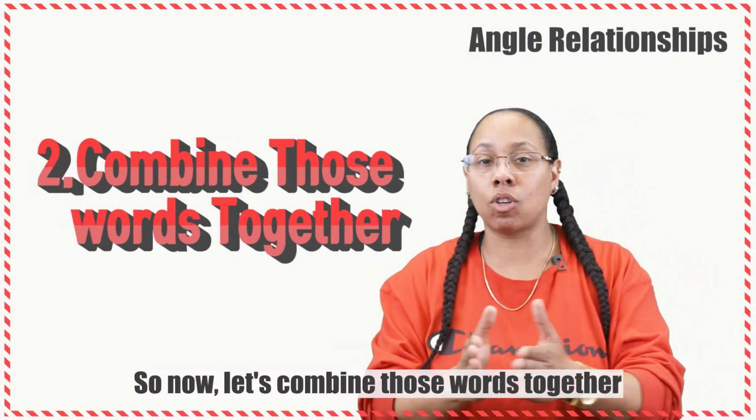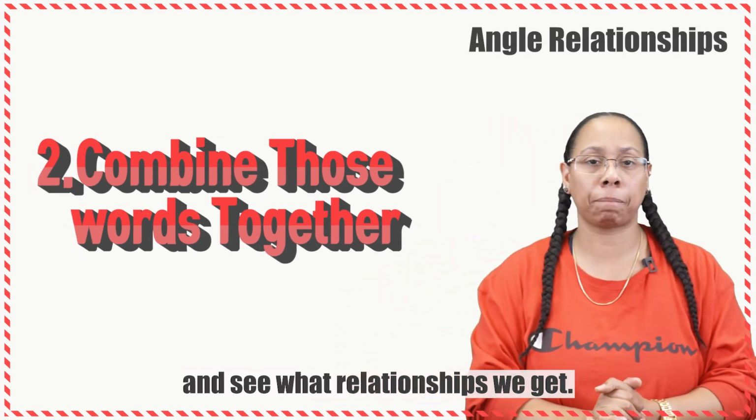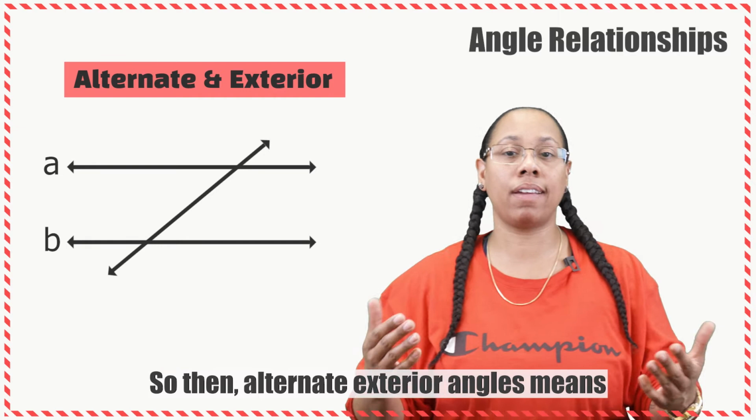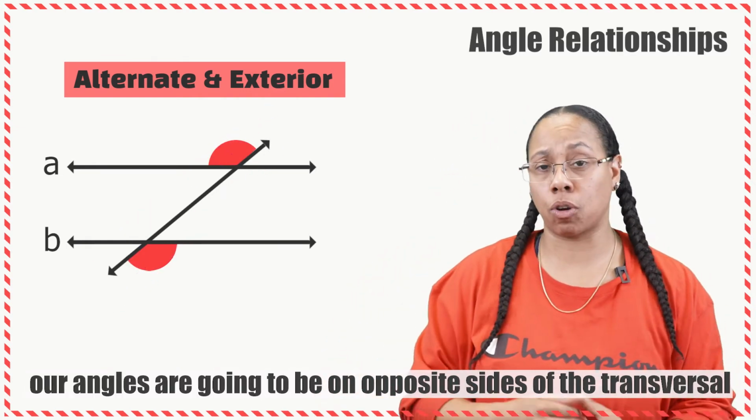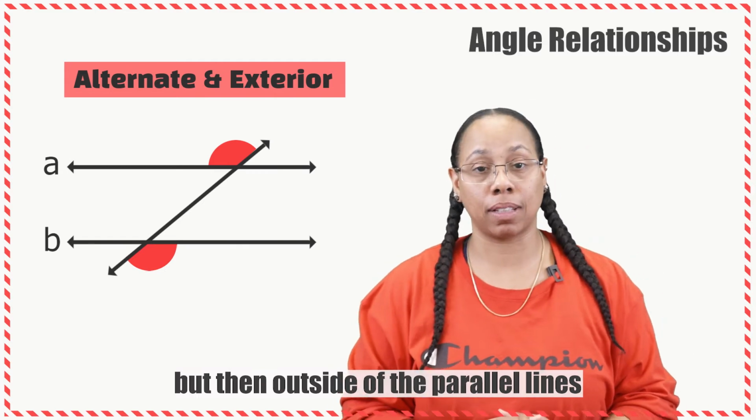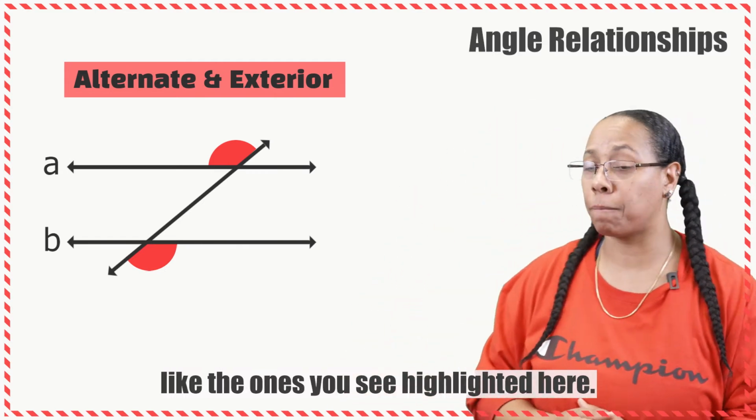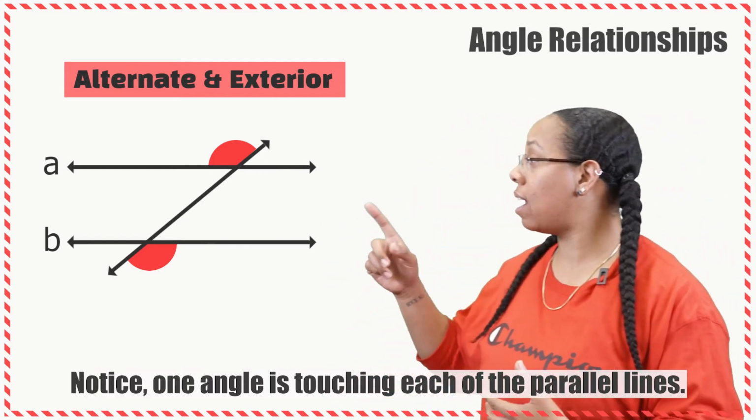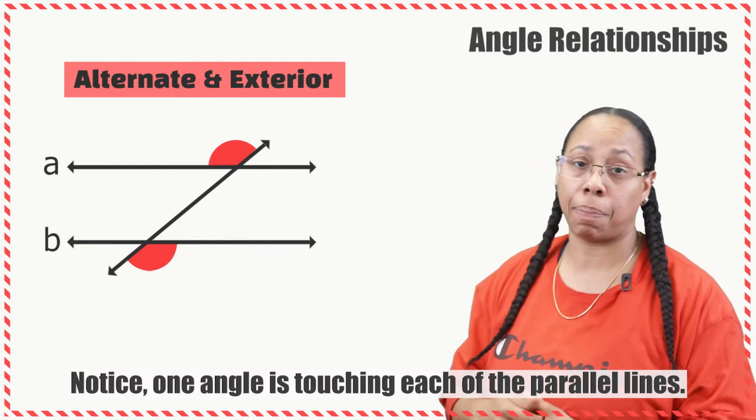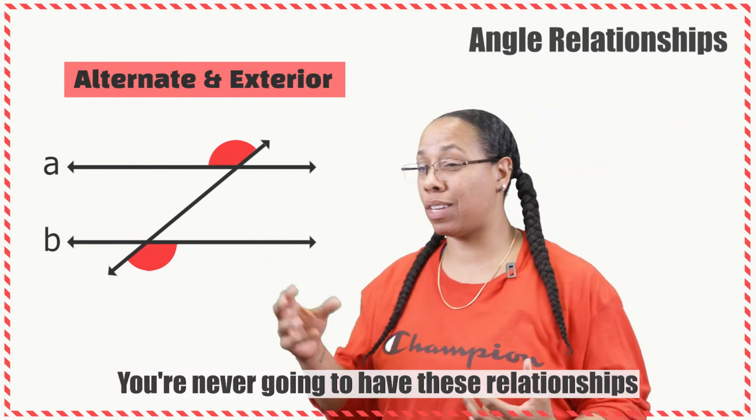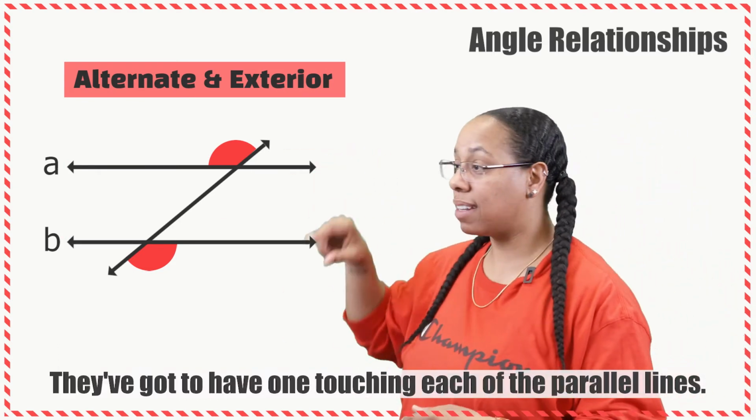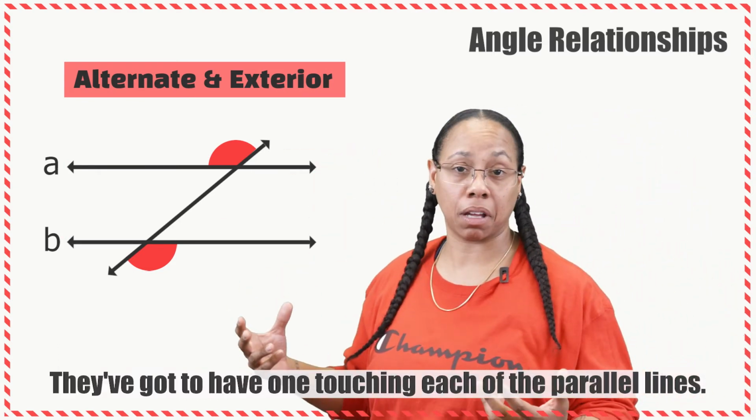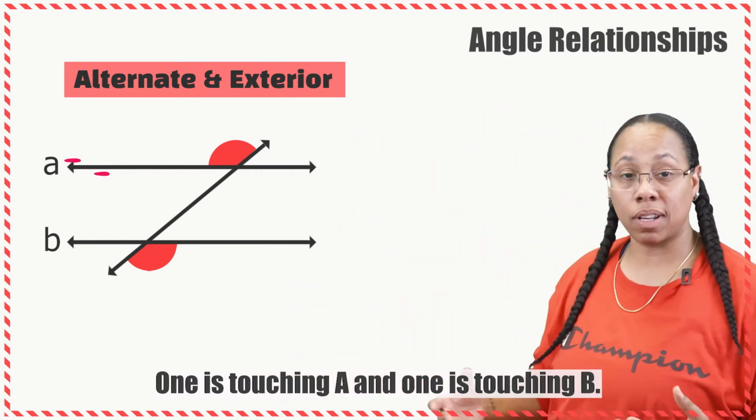Now let's combine those words together and see what relationships we get. Alternate exterior angles means our angles are going to be on opposite sides of the transversal, but outside of the parallel lines, like the ones you see highlighted here. Notice one angle is touching each of the parallel lines. You're never going to have these relationships where they're touching the same parallel line. They've got to have one touching each of the parallel lines, right? So one's touching A, one is touching B.